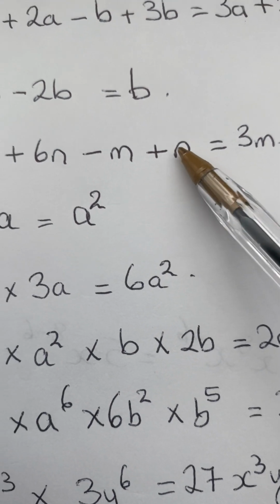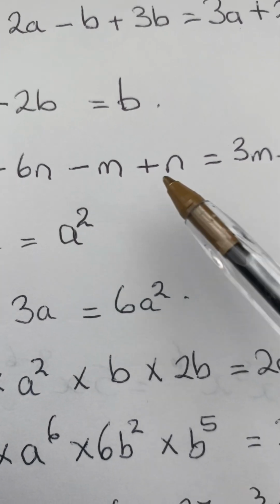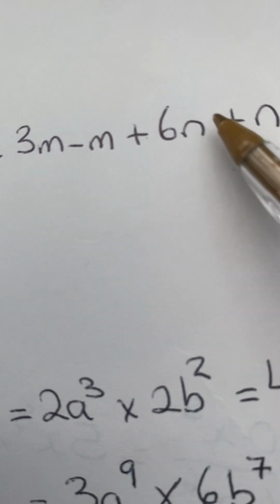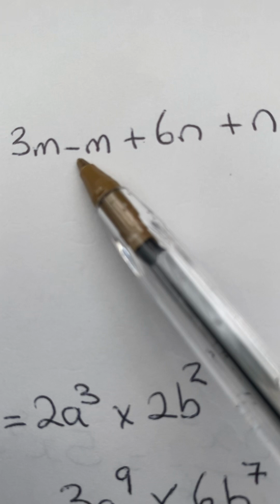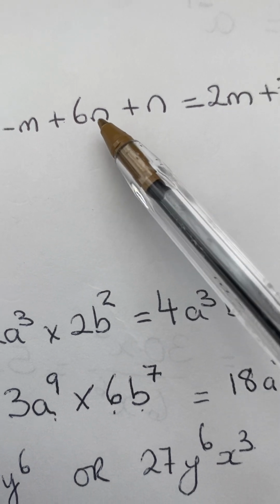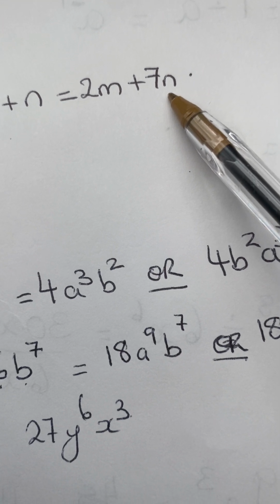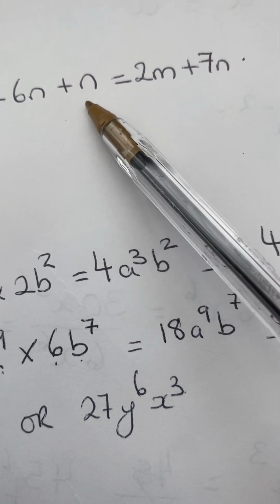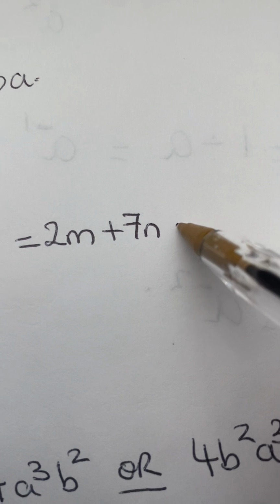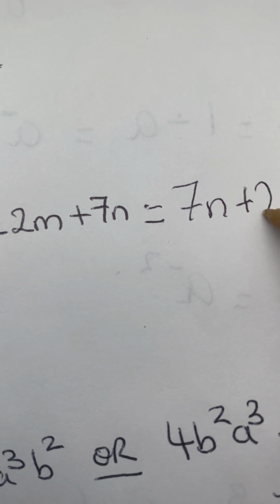6n add n will give us 7n. So actually you can leave this place to that place, but I wanted to put the like terms together, so I wrote 3m minus m, which is 2m, and then add 6n plus n, which is 7n. Here too, you can write your answer as that, or you can write 7n add 2m.